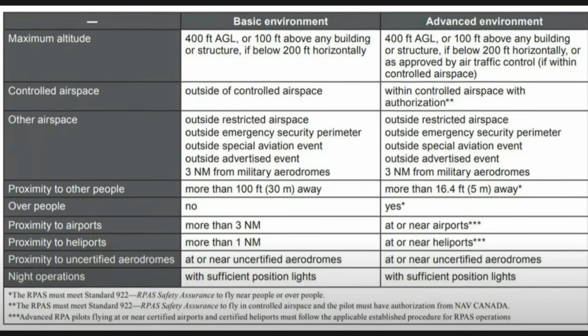Now, going further down, in the advanced operations environment or safety assured category, you can fly near airports, near heliports, or near uncertified aerodromes. In addition to this, you can fly night operations with sufficient position lights, and this goes for basic as well.